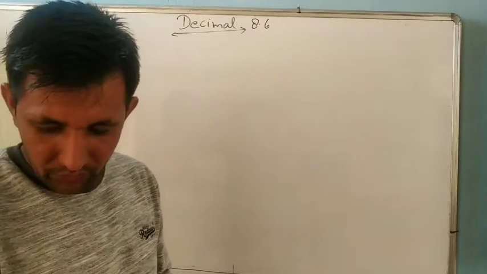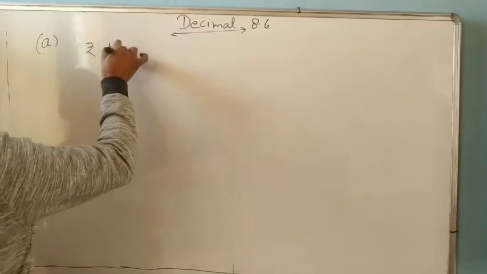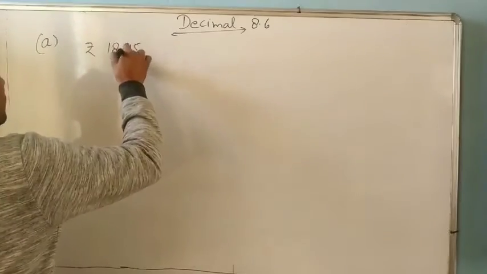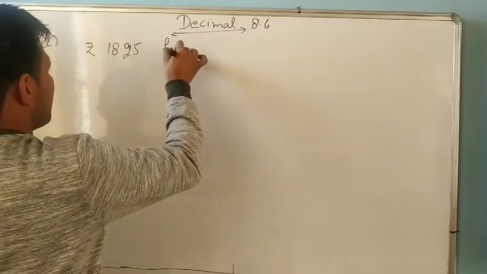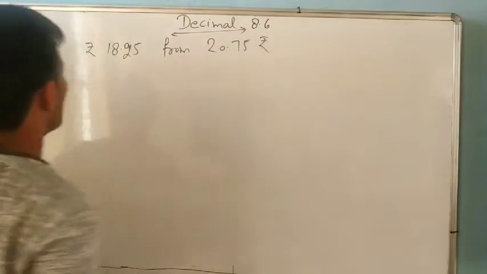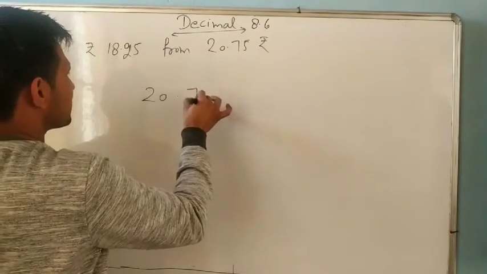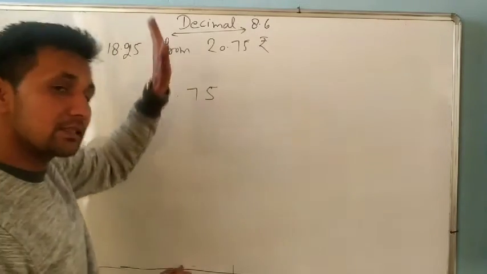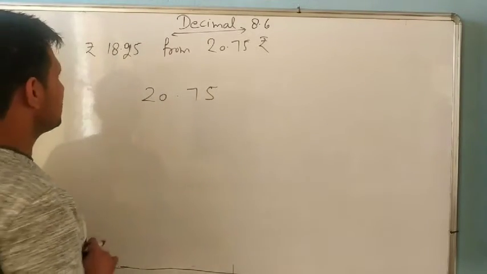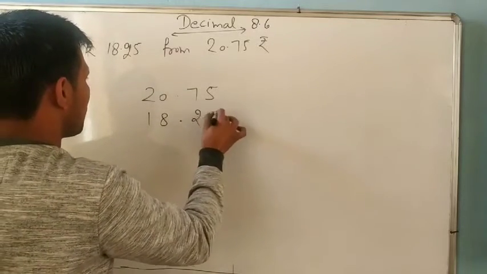So we will do which question? First is 12, 18.75, 25. Sorry, it is 25 from 20.7 rupees. So we have to subtract this one from 20.7. So 20.75. Always write ones place in same line, tenths in same line, and hundredths in same line. So 18.25.